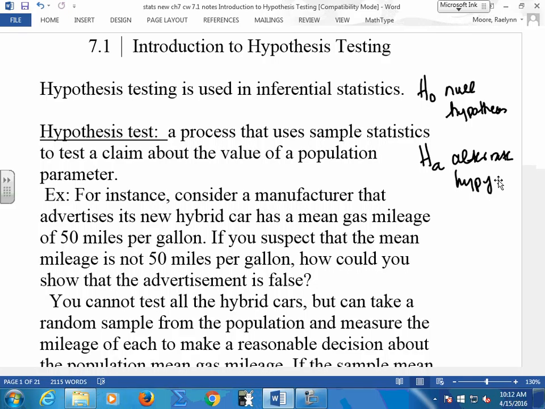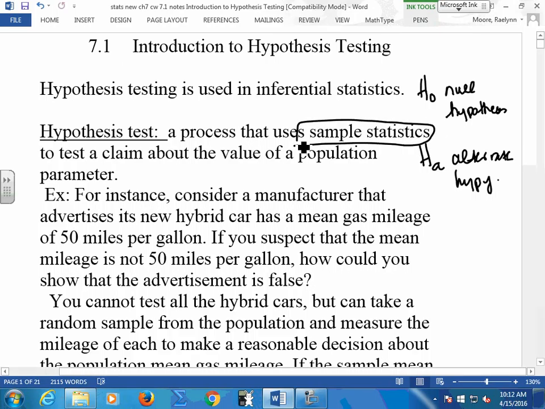That's all there is to it. So a hypothesis test itself is a process, and I put this on your notes, a process that uses the stuff that you collected from your sample to test a claim about a population parameter. So parameter meaning, if I'm looking at a sample mean, I'm testing a population mean. If I'm looking at a sample proportion, I'm testing a population proportion. If I'm looking at a sample standard deviation, I'm testing a population standard deviation.